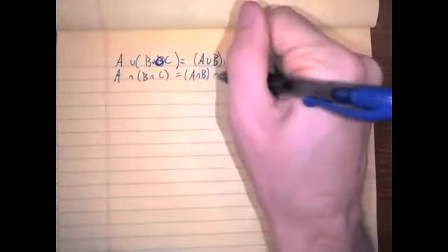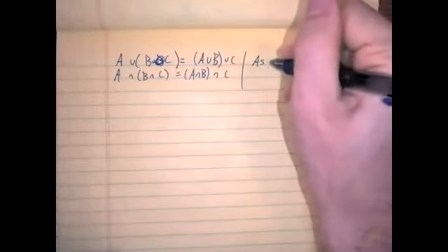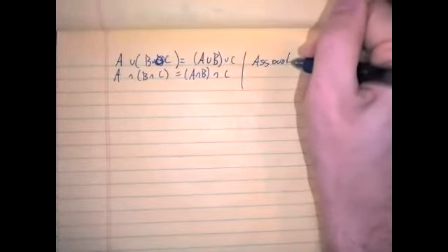Okay, the next one should be the associative laws. So A union B union C is equal to A union B union C, and similarly A intersect B intersect C is equal to A intersect B intersect C. These are associativity laws.